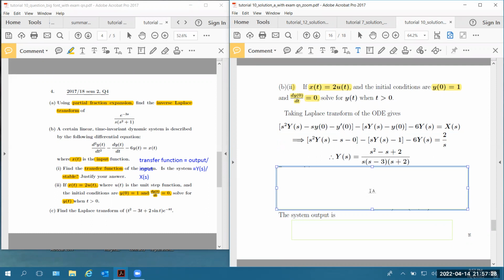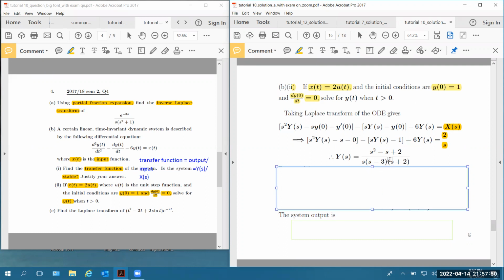Well, you want to inverse Laplace transform, right? Now here your X(s) is known, because they give you the small x(t). So your X(s) here actually is 2 over s. That's why you see here your X(s) is 2 over s. So now I get the Y(s) already. I want to inverse Laplace transform.